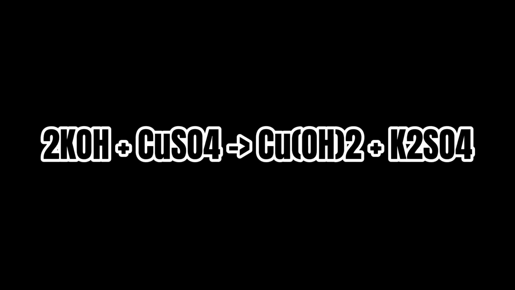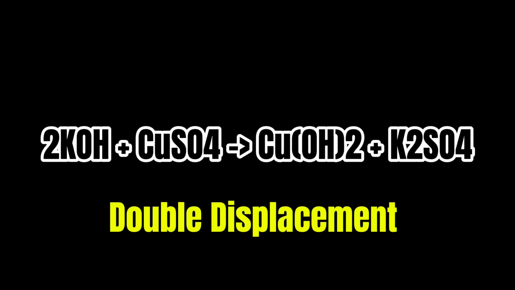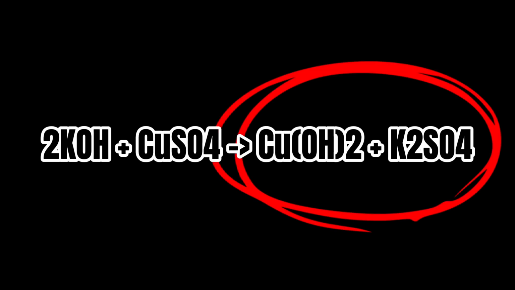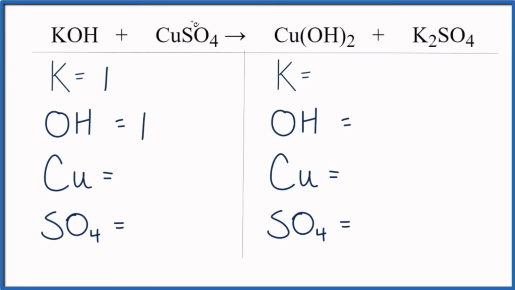To create a chemical equation, these reactants will go through a double displacement reaction. In this type of reaction, the cations of each compound will switch. For instance, since the cations in the reactions are copper and potassium, they will take place of one another. This will create products of copper hydroxide and potassium sulfate, and then to balance the equation, we will add a coefficient of 2 in front of potassium hydroxide, creating the final balanced chemical equation.